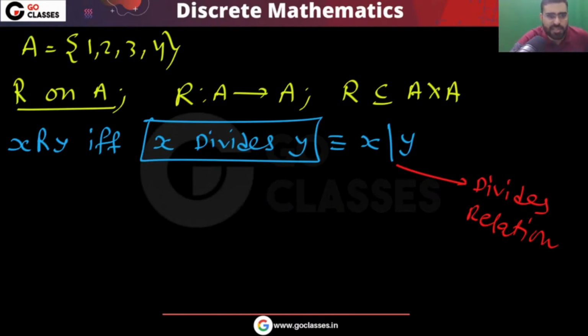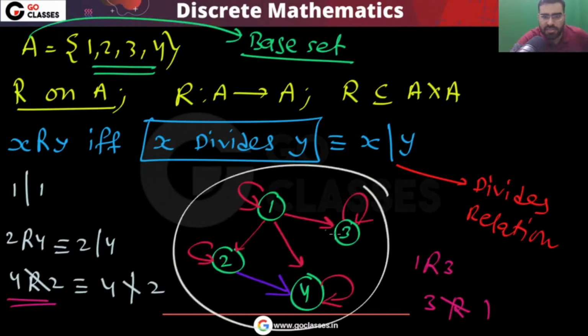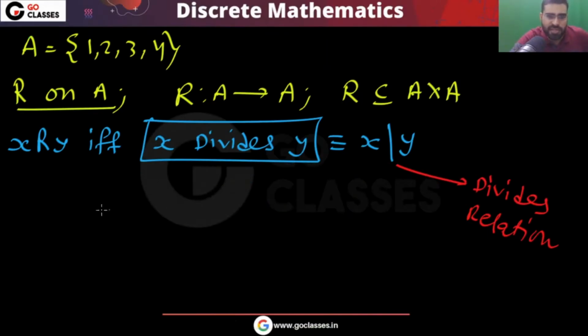Now let's see the matrix representation. This representation is called the graph representation. In the graph representation, for every element of the base set, we create a node. Now let's see the next, that is the matrix representation.